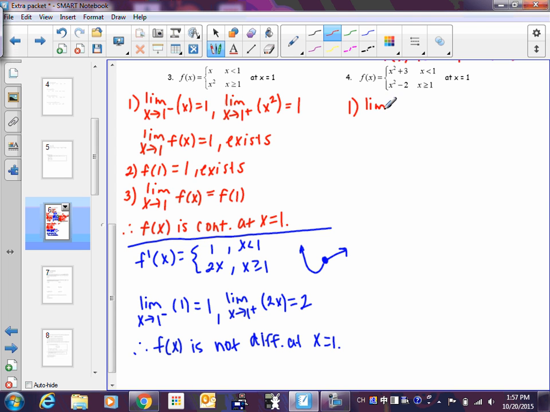So we find the left-sided limit. That ends up being 4. We find the right-sided limit. And that ends up being -1. So the limit as x approaches 1 does not exist. We should probably write that.